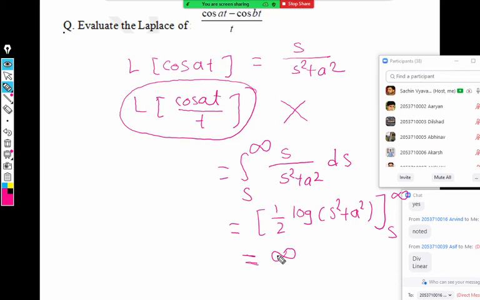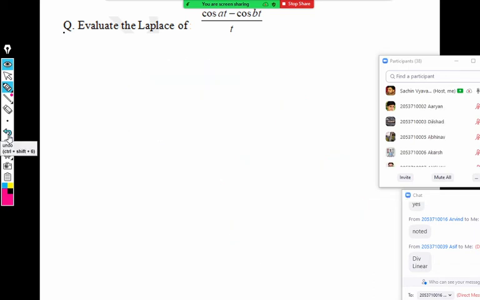Is it clear first why the question is not only cos AT upon t? Yes, sir. Okay. Now come to our question. This was just for your understanding of why the question is not like that. So we should do it like this now.